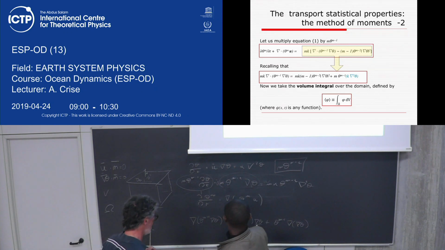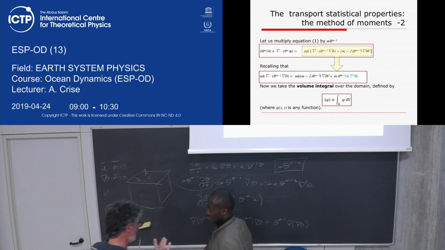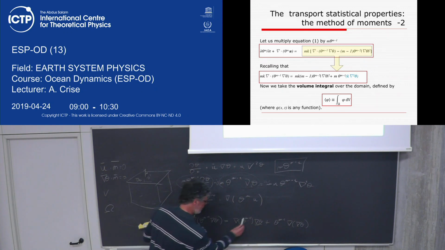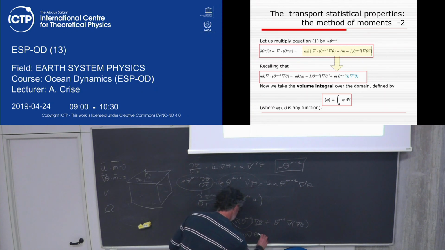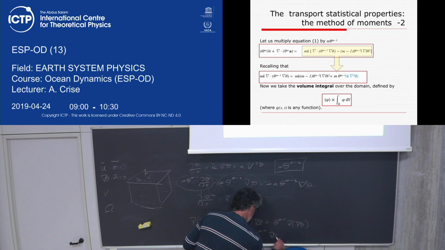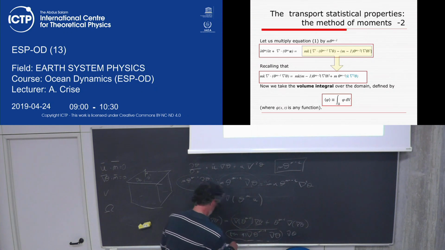Then this one would be the square. Exactly. Because when we have this, you have 2. You have also the derivative. So that's why you have the square. That is a good point.